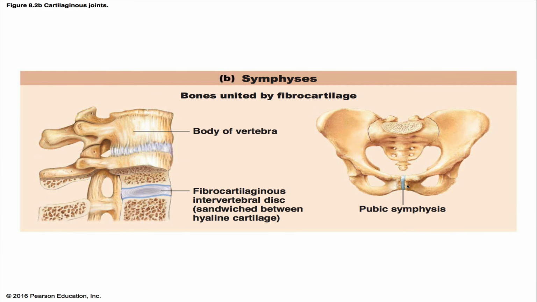All right. So at the articular surfaces of the two pubic bones, we have hyaline cartilage, and then you're going to have this fibrocartilage. This is the main connecting material. So again, at this pubic symphysis, this is the other place where you find this joint.